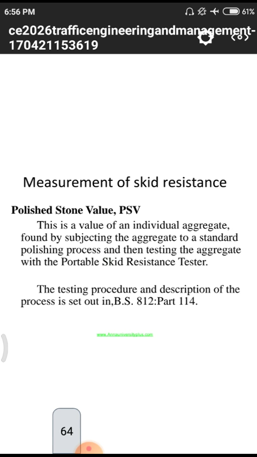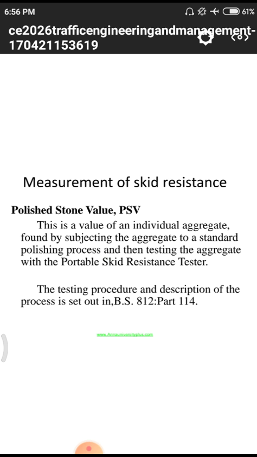Next one, measurement of skid resistance is also directly proportional to this polished stone value. It is directly given in the British Standards BS 812 Part 114. This particular topic is not involved in our syllabus.